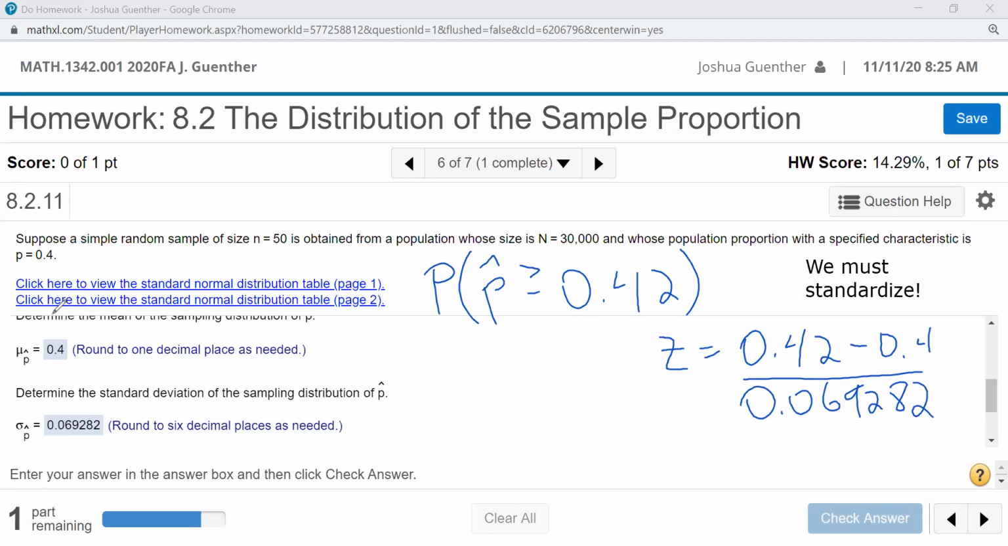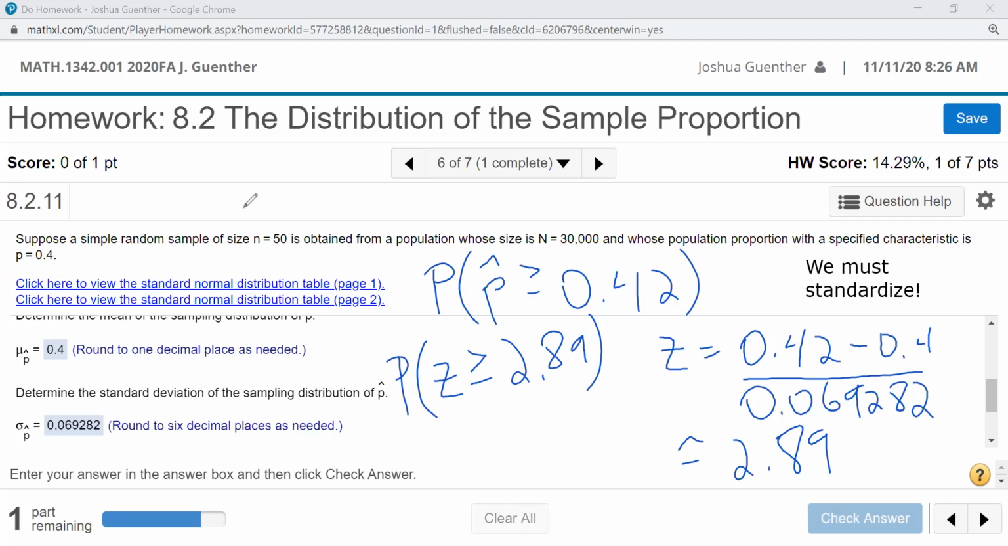All right, we're going to get a positive z-score. Pop this into your calculator, and we'll round our z-score to 2 decimal points. You should be getting 2.89 as your z-score. So we want to know the probability of seeing a z-score that is at least 2.89. That's what it boils down to. Well, we know how to do that.